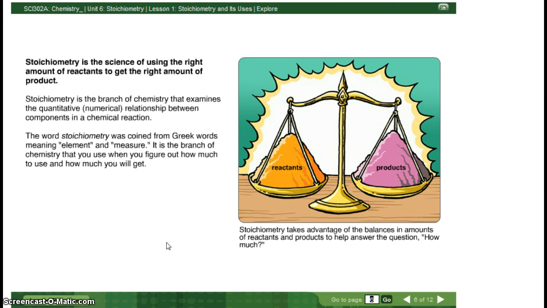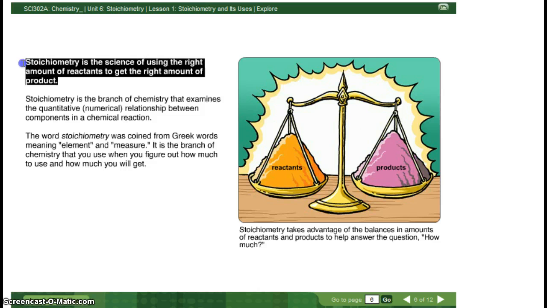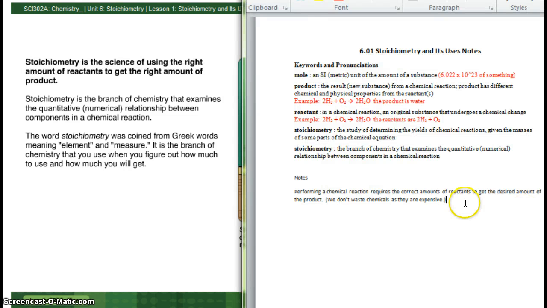Stoichiometry is the science of using the right amount of reactants to get the right amount of products. So let's look at the picture. Stoichiometry takes advantage of the balances in amounts of reactant and product to help answer the question, how much? Stoichiometry is the branch of chemistry that examines the quantitative or numerical relationship between components in a chemical reaction. The word stoichiometry was coined from Greek words meaning element and measure. It is the branch of chemistry that you use when you figure out how much to use and how much you will get. Okay, so we'll add a little bit to our notes.